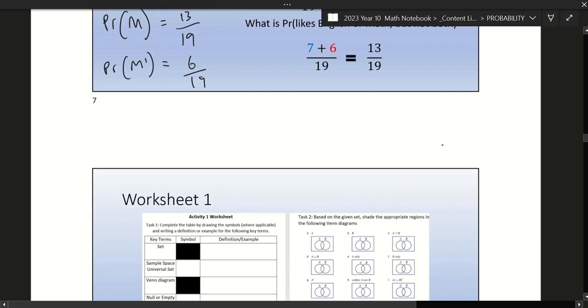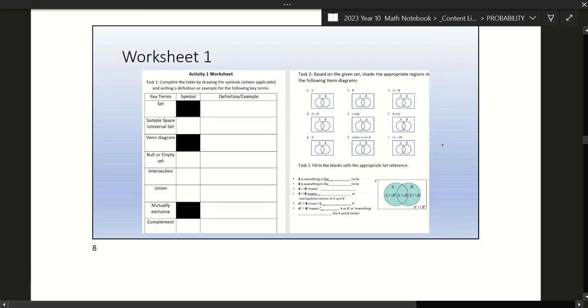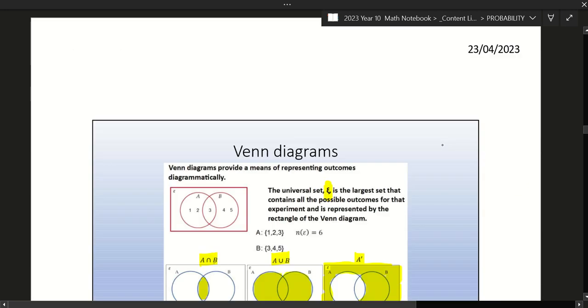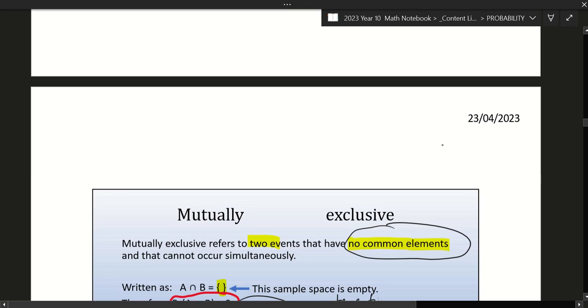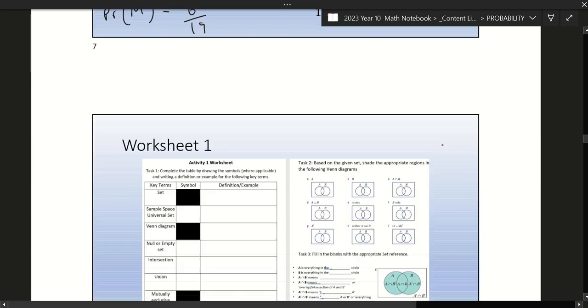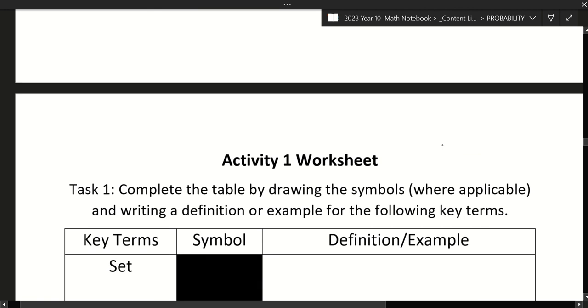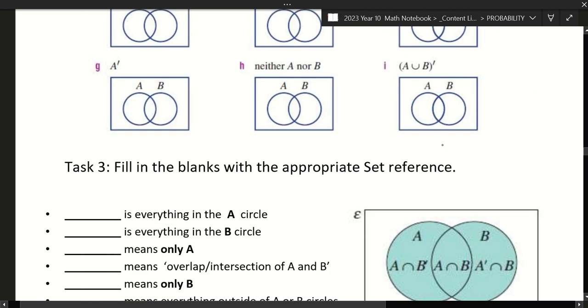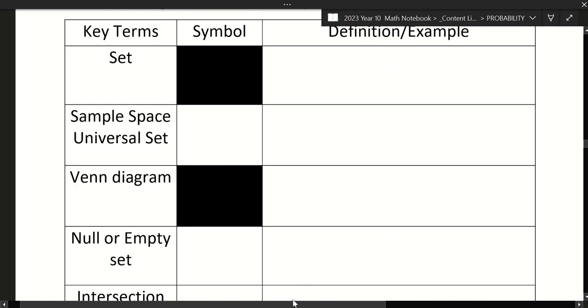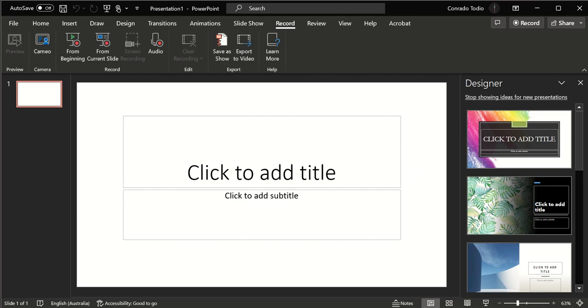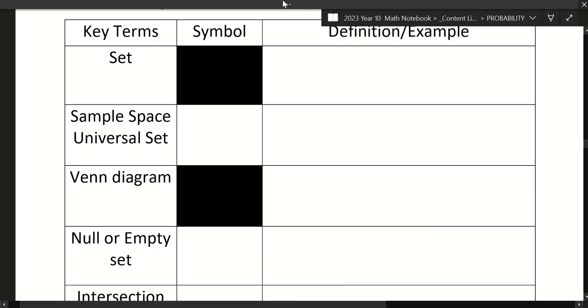So let's start with some of the worksheets. Now, I did all the things I highlighted. Yeah, you're probably going to be using it in the worksheets that I've given you. So you're going to do worksheet 1 and worksheet 2. Okay, so let's do those. Worksheet 1 and worksheet 2. It's in your booklets.